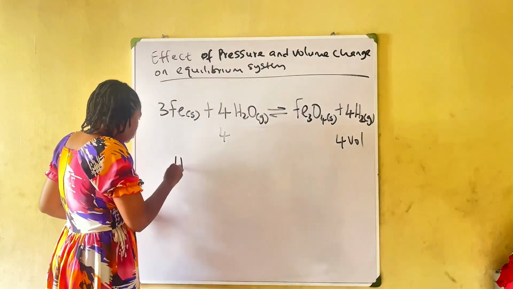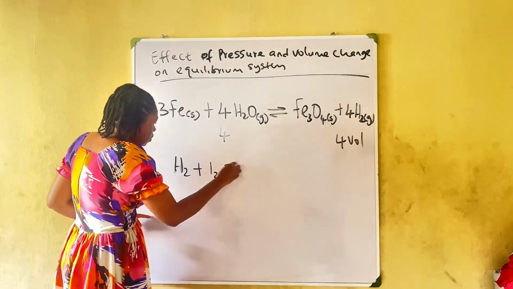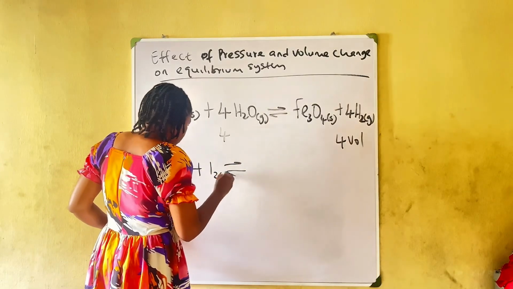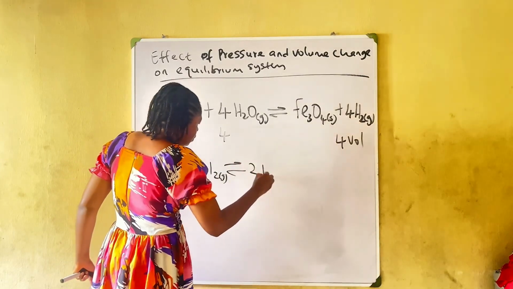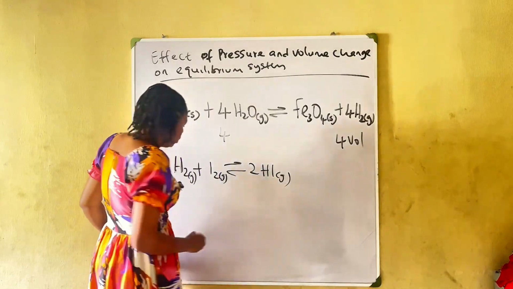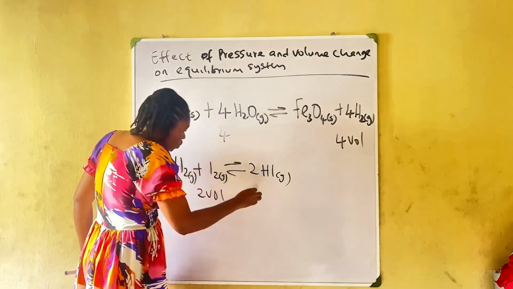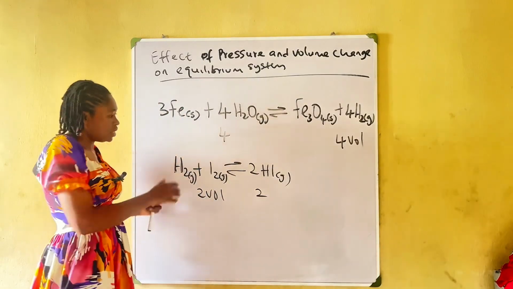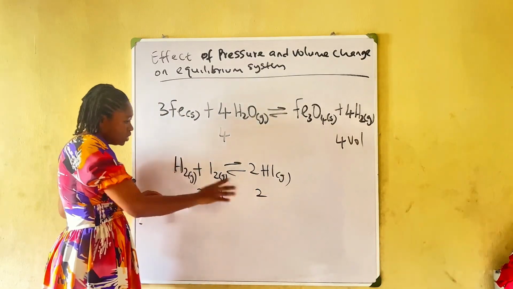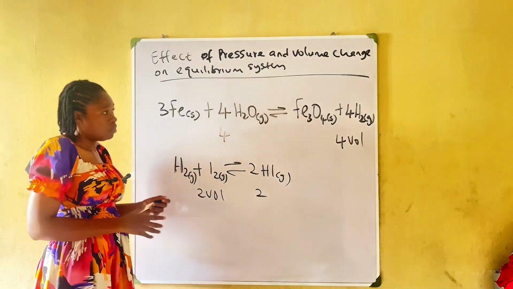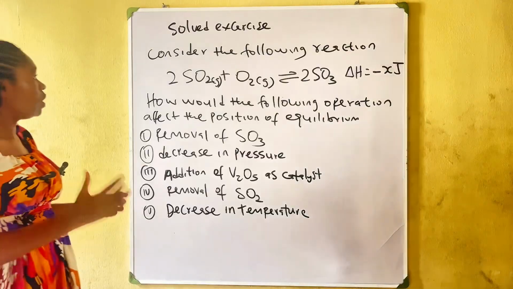So look at this equation. How many volumes here? 1, 1. That is 2. Volumes here is only 2. So pressure will not have any effect in such a system if the volumes are the same. Okay? Let's look at this solved exercise.